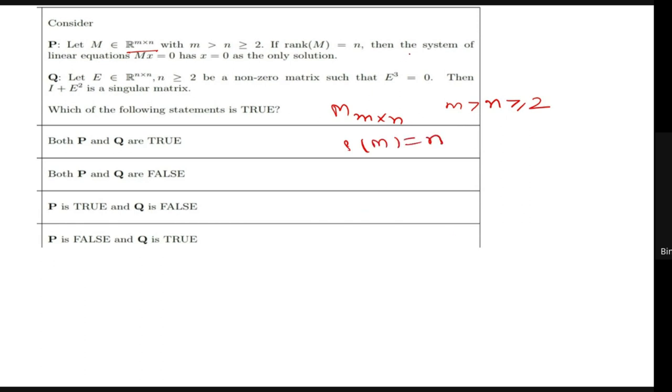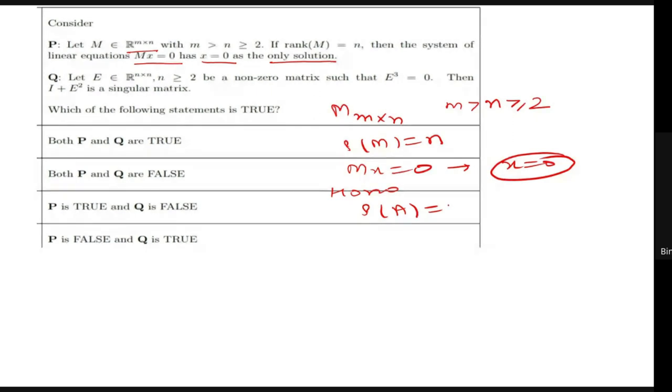Then they are asking whether the system of Mx = 0 has x = 0 as the only solution. What he is asking is, Mx = 0 has only the trivial solution. Now in the homogeneous case, you know the rank of A: if rank of A equals n, the number of variables, then there is a unique solution, and the unique solution is also the trivial solution, that is x = 0 is the only solution of the homogeneous problem.